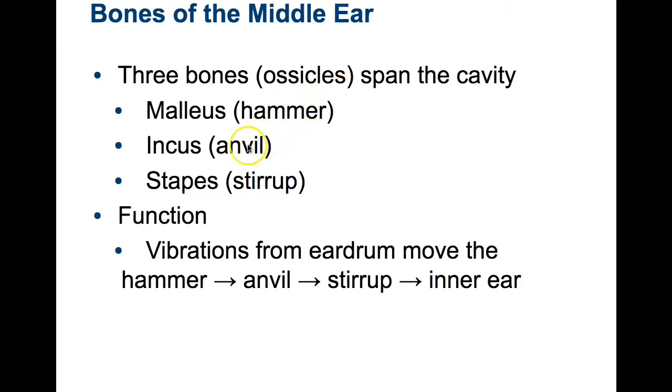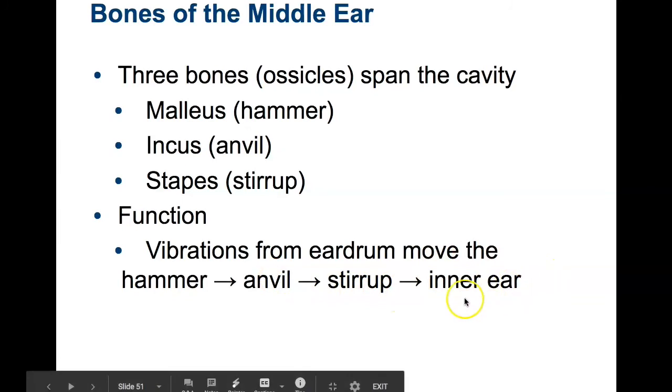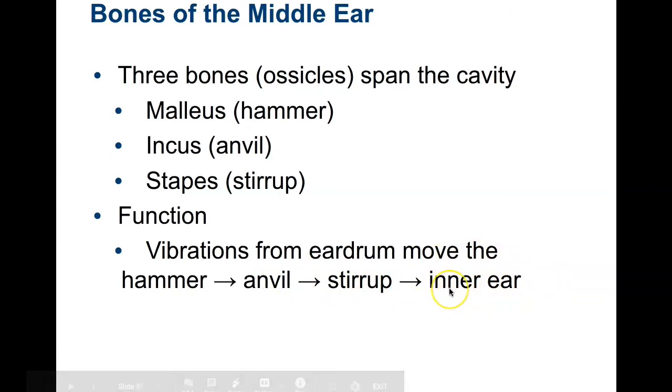That anvil then is going to bounce off the stirrup, and that stirrup then is going to be tapping on the inner ear. So right down here where it says vibrations from the eardrum, what it's talking about is, as that tympanic membrane hits this hammer, that hammer is going to hit the anvil. As that anvil hits the stirrup, that stirrup hits the inner ear, and then it's within our inner ear that we're actually going to process these vibrations as sound.